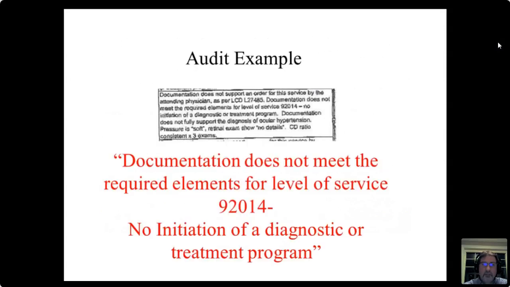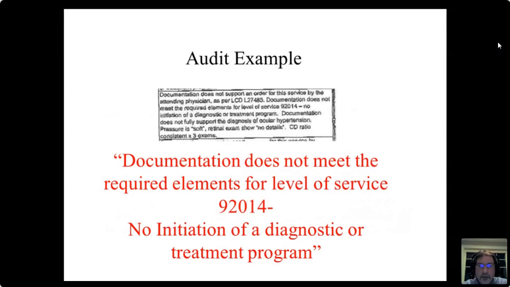And I'll show you an example here. This is actually from a doctor's practice in Pennsylvania where they dealt with an audit, and this doctor's practice was dinged for quite a few 92014 codes. In this case it's good because you can probably read that little fine print at the top, but this is how the audit information comes. They give you this page with all these little things on there that you almost need a magnifying glass to read. But you can see right on there, it does say documentation does not meet the required elements for level of service 92014. No initiation of a diagnostic or treatment plan.